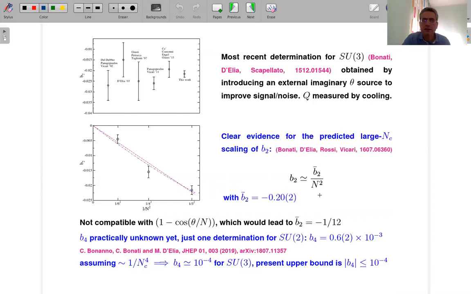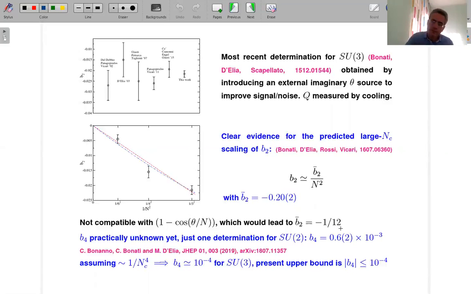But in this picture, what you obtain is just a dilute gas of these fractional objects. And so you expect something which is like the instanton gas, but 1 minus cosine of theta over N. And that would be in agreement with a view in which these fractional objects are non-interacting among themselves. But that will lead to a b2 here, which is minus 1/12, like in the dilute instanton gas.